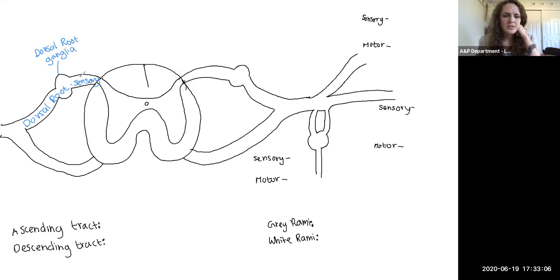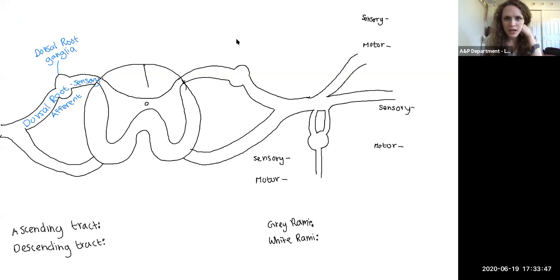If your dorsal root is carrying sensory information, you know that it's going to be carrying afferent information, right? A-F-F-E-R-E-N-T. It's carrying afferent information to the spinal cord. Because remember, sensory is afferent, motor is efferent, your little same acronym we went over last time. Sensory afferent, motor efferent. So your dorsal root is going to carry sensory, afferent information. You can use them interchangeably.